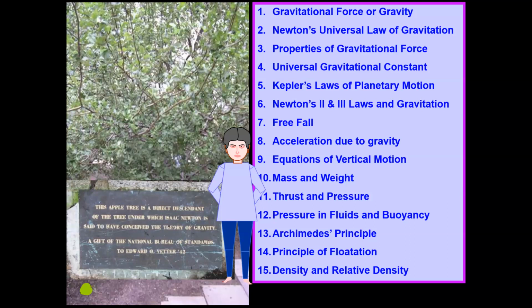Would you like to note down the topics of gravitation? You can read only the first one. The first one is gravitational force and gravity, which we have already seen. Newton's universal law of gravitation we have also seen. And properties of gravitational force I also told you a little bit. Universal gravitational constant also I told you. Till point 4 I have given you some briefing. Am I correct?